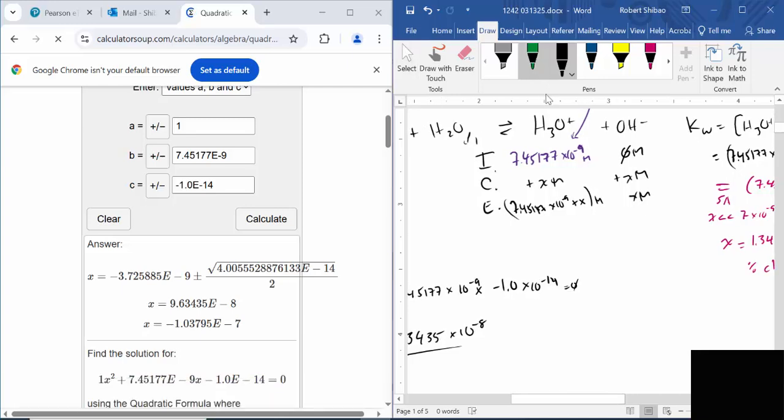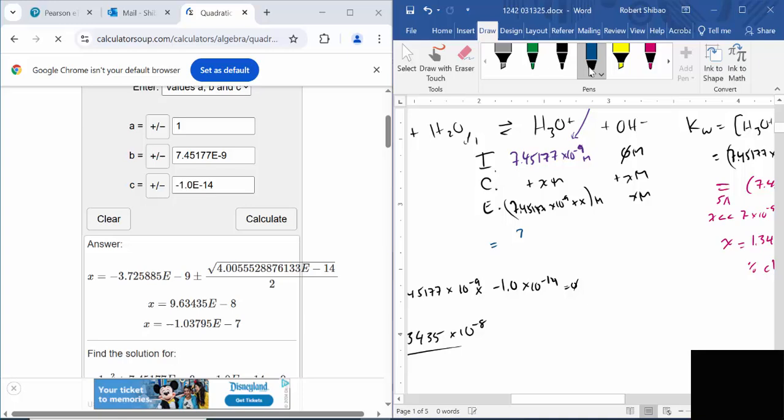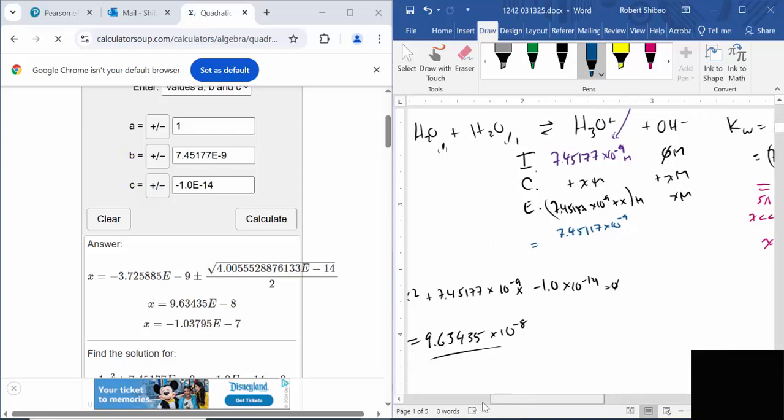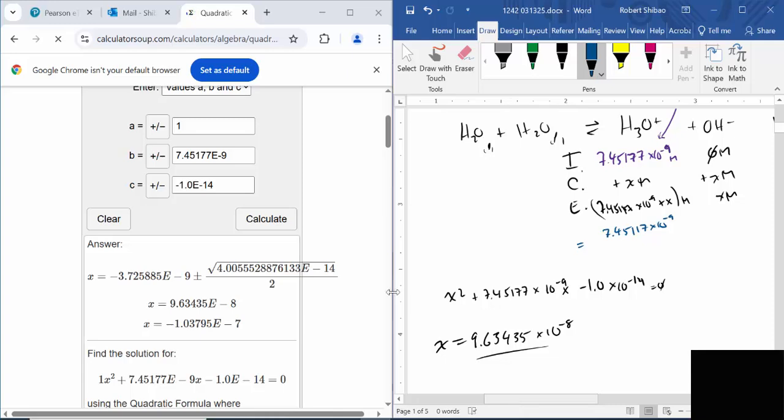So this one I'm going to actually write out here. This is equal to 7.45117 times 10 to the minus 9. And then I'm going to make this times 10 to the minus 9 so I can add them. If I make the exponential term smaller, 10 to the minus 9 smaller than 10 to the minus 8, then I have to make the coefficient bigger. So I'm going to make the exponential term 1 smaller, 10 to the minus 9, and then I'll make the coefficient 1 bigger, 96.3435.